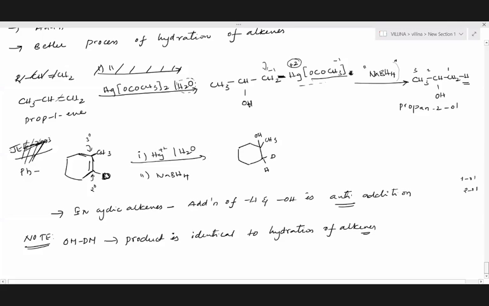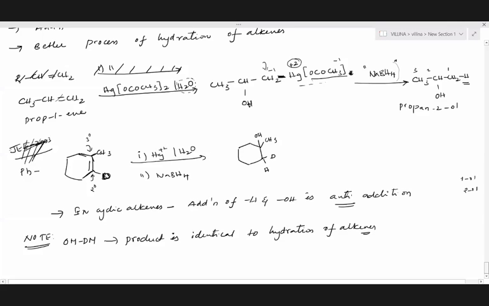RCH double bond CH2. So the first reagent will be mercuric acetate. Yes, the reaction I gave you, right? So take down an example. Or how exactly does this happen? Wait a second.